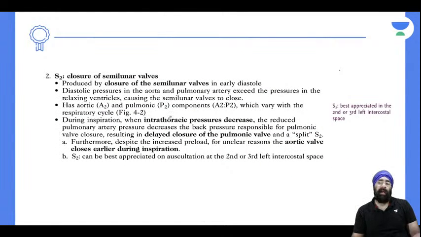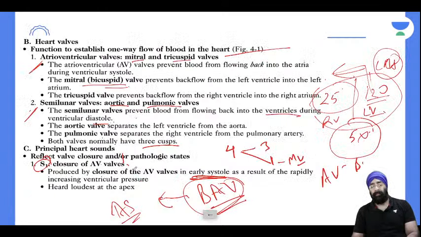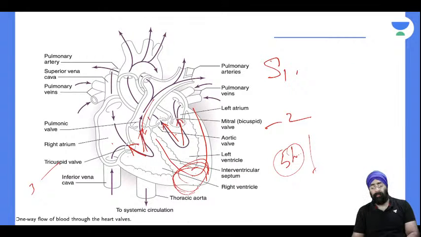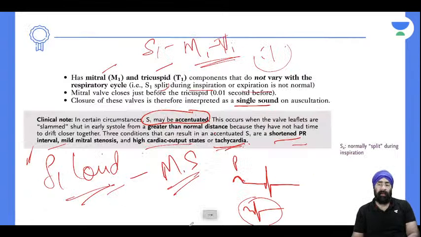Just like S1, S2 is when the semilunar valves close. As we saw, when contraction happens, blood tries to go out of the ventricles, and then when it starts relaxing, blood tries to come back. Normally this valve will open and blood comes back from this side, but here also it tries to come back, and then the aortic and pulmonary valves close again and the sound comes.